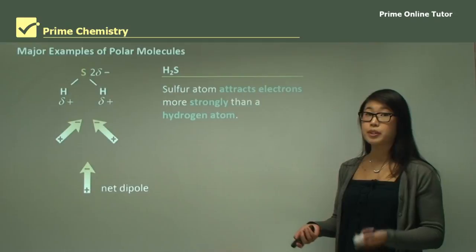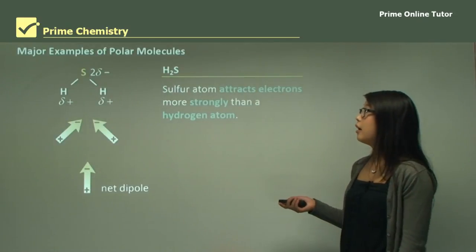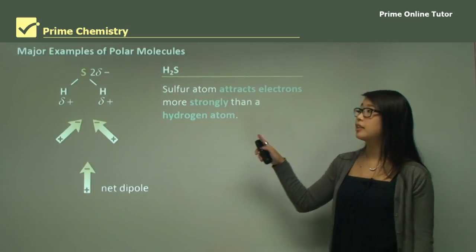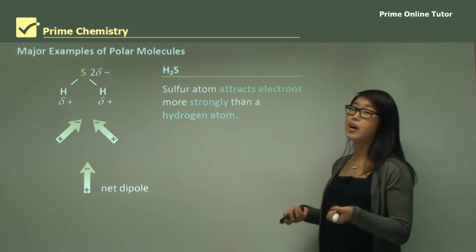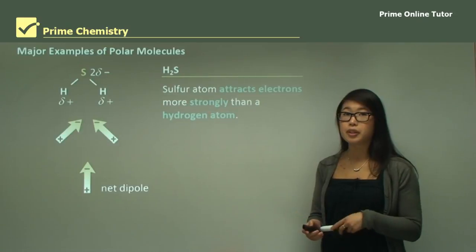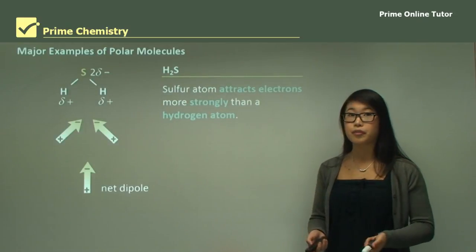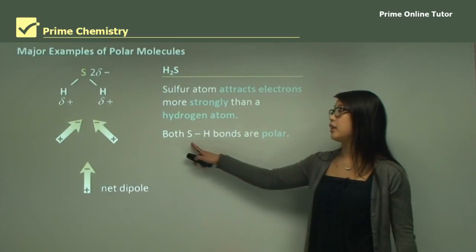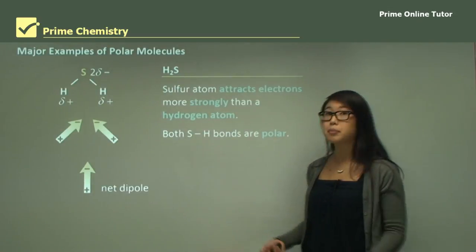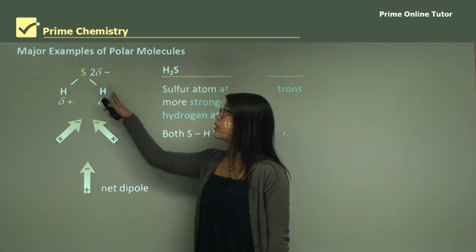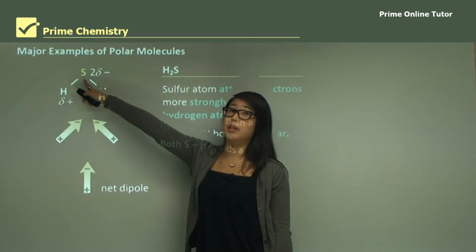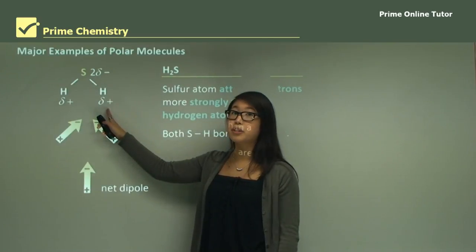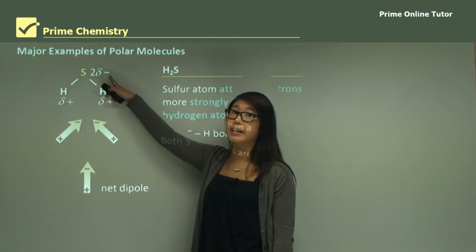Another example which is really similar is hydrogen sulfide. In hydrogen sulfide, the sulfur atom is going to attract the electrons closer to it compared to the hydrogen, because we know sulfur is more electronegative than hydrogen. So each of the H-S bonds is going to be polar, similar to water. We can see here that sulfur is going to pull the electrons closer to it compared to the hydrogen. So the hydrogen has a slight positive charge compared to here with the slight negative charge.